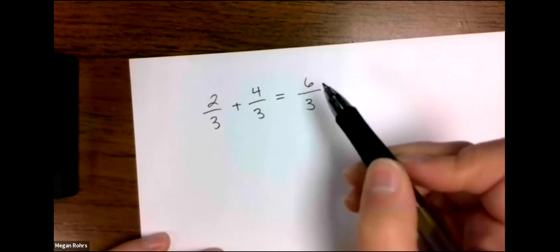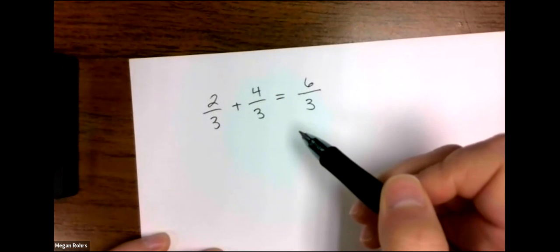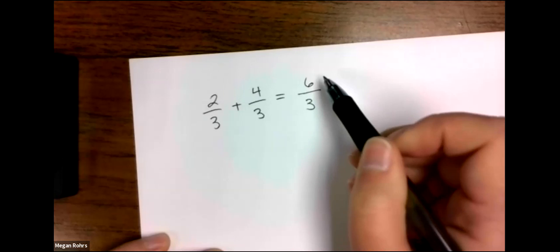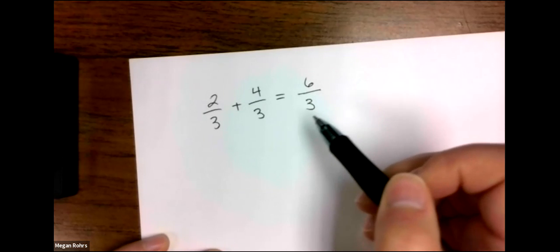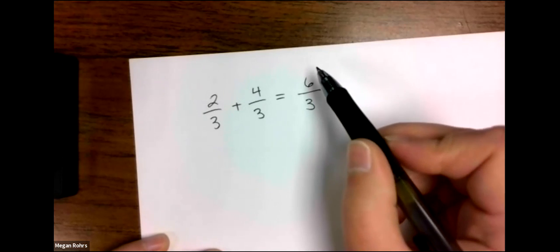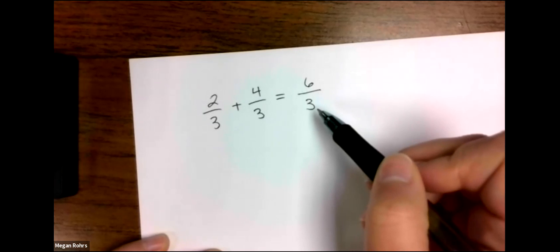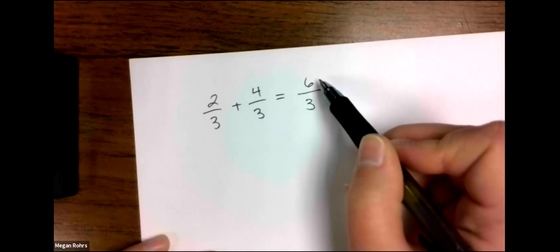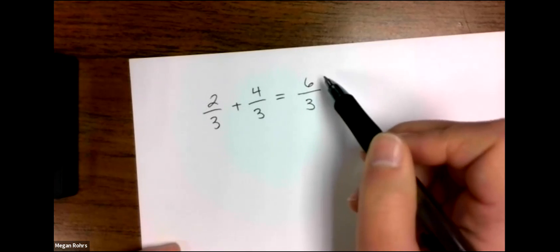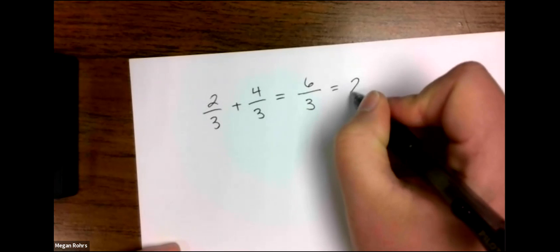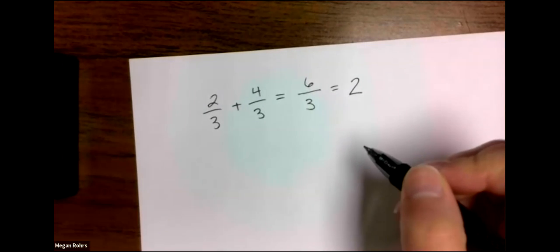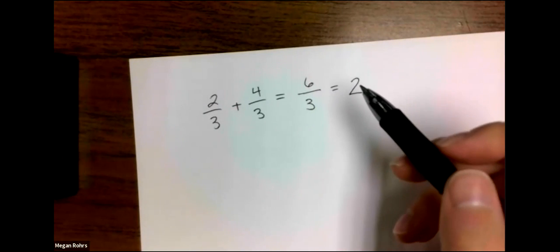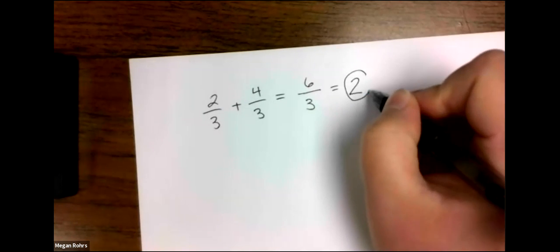Now we notice this is an improper fraction, so we need to change that into a mixed number. So remember, to do that, we take the numerator divided by the denominator. So 3 will actually go into 6 an even amount of times. So 3 goes into 6 a total of 2 times. So there is no remainder left over. So 2 is our final answer.